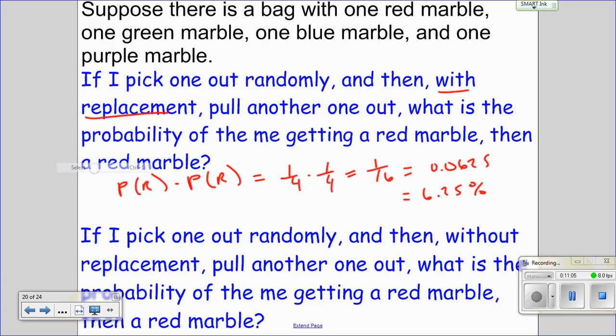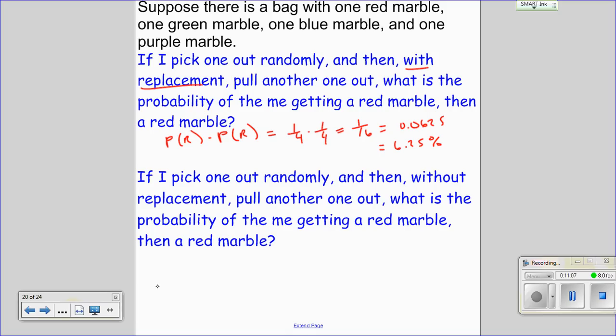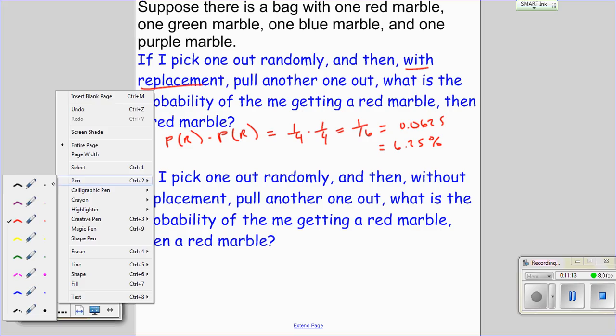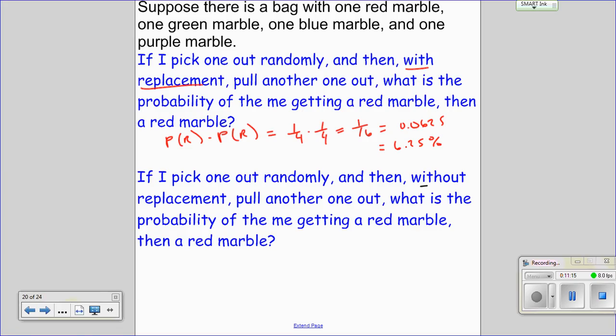Now, I'm sure it's going to be the same question, but with replacement, without replacement. So I will let you do that one on your own, and you tell me what the probability should be. I'm sorry. Let's do this one together.